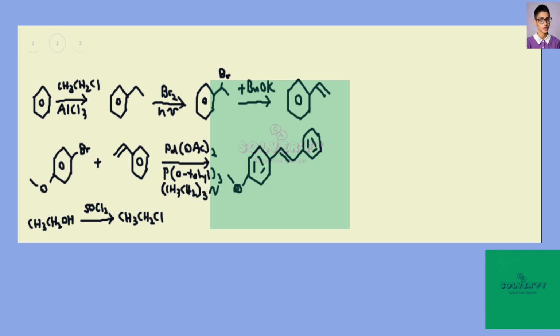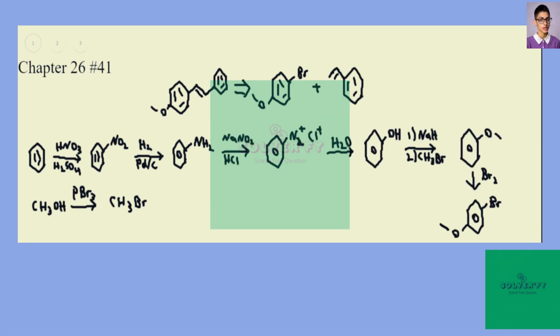Here on page 2 is the last step of part A again, as well as the synthesis of the second piece that we need to make part A. And then here on the first page is the majority of part A and how we made the first piece. And that is the answer to chapter 26, problem number 41.